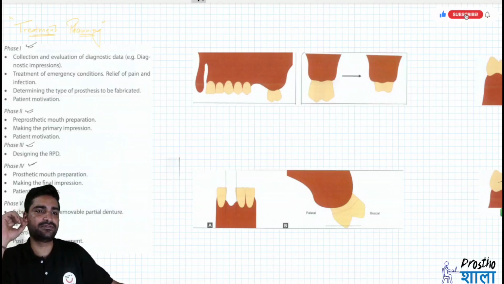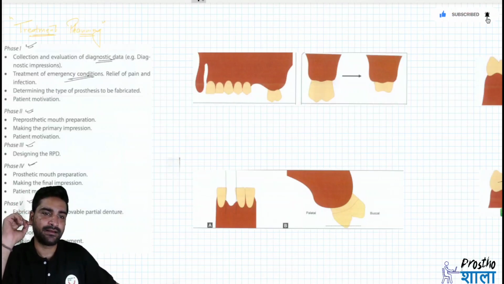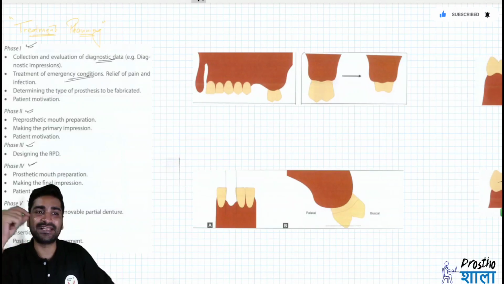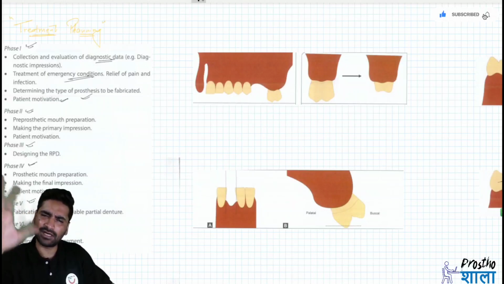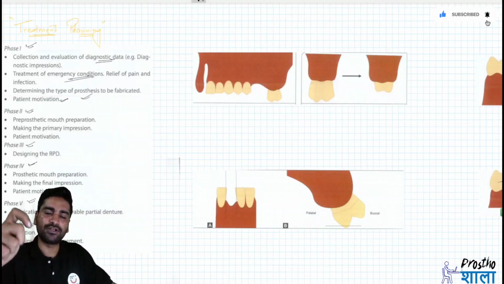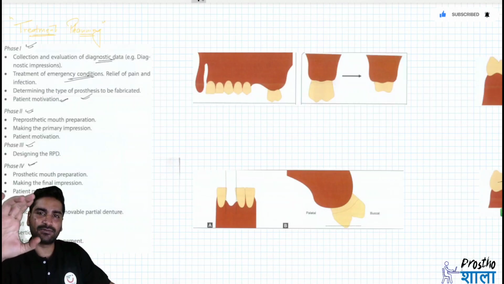Phase 1 is collection and evaluation of the diagnostic data, and treatment of any emergency conditions if present, if there is any pain, infection. If the patient already has a prosthesis, you need to determine whether the prosthesis is fine or not, and you need to motivate the patient that whatever the problem is, we are going to solve it together and it will be fine. That is your phase 1.